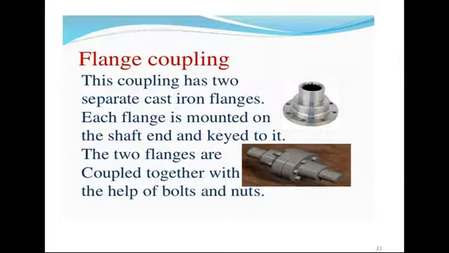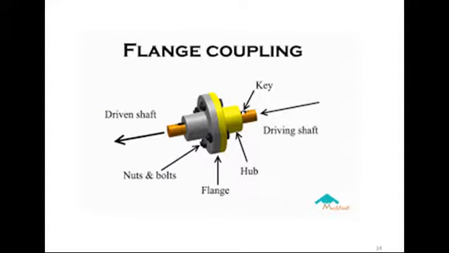Now, the first example we are going to see is the flange coupling. This coupling has two separate cast iron flanges. So here we require two flange couplings to join together. Each flange is mounted on the shaft end and keyed to it. The two flanges are coupled together with the help of bolts and nuts. See, this is one example. Here we have shown the flange coupling.